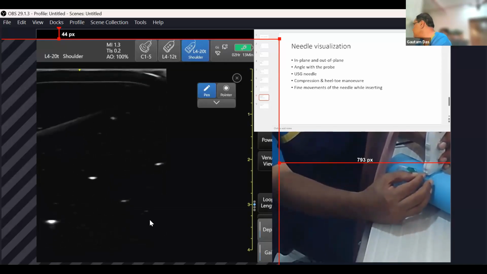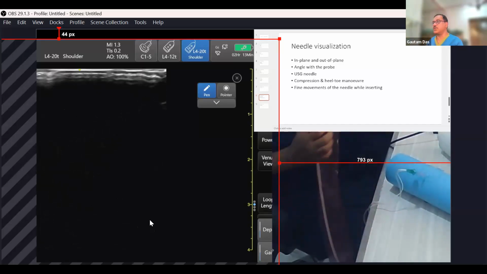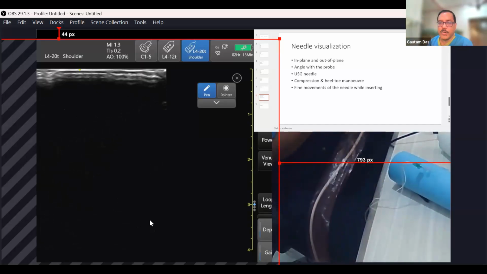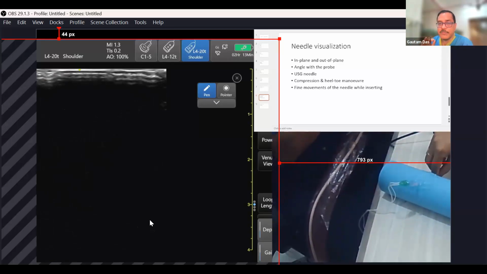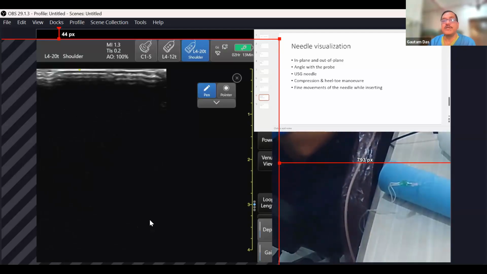In this needle, the reflection is from a smooth surface. You can see here the surface is smooth. And if I'm going down, it is no longer visible. At this angle, it is no longer visible. If I'm lifting it, then it is visible. Going down, it is no longer visible. So this is the difference between the ultrasound needle and the ordinary needle. The ultrasound needle has a rough surface, so you can see it much better.